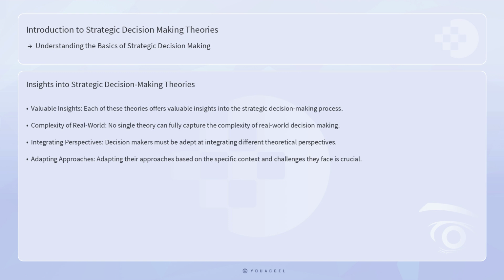Each of these theories offers valuable insights into the strategic decision-making process. However, it is important to recognize that no single theory can fully capture the complexity of real-world decision-making. Instead, decision-makers must be adept at integrating different theoretical perspectives and adapting their approaches based on the specific context and challenges they face.